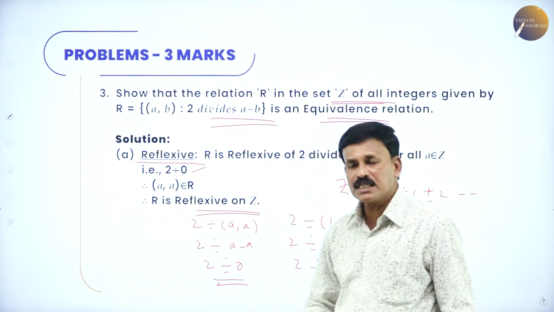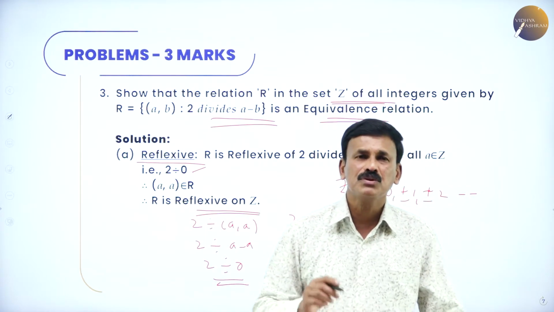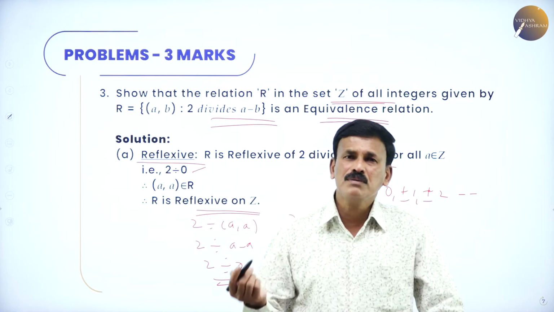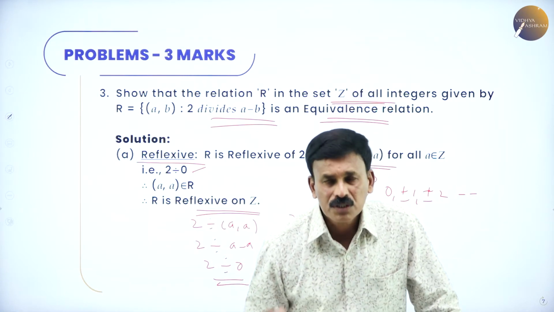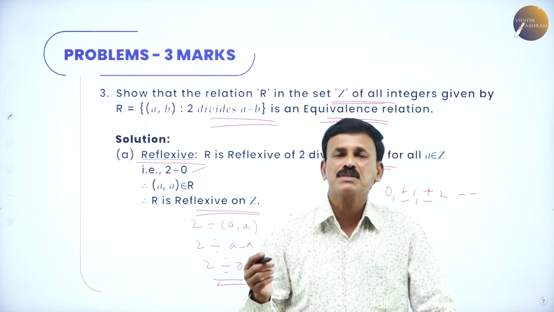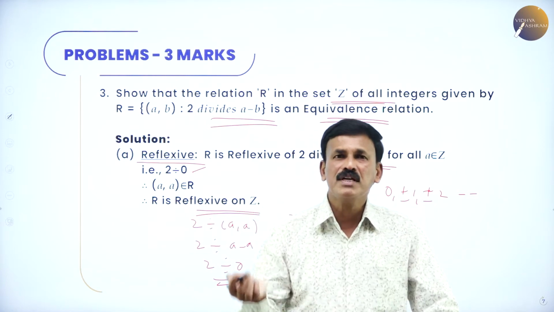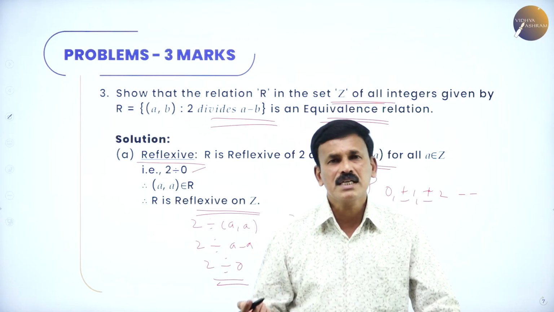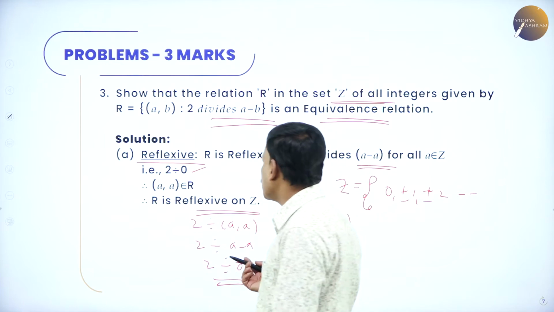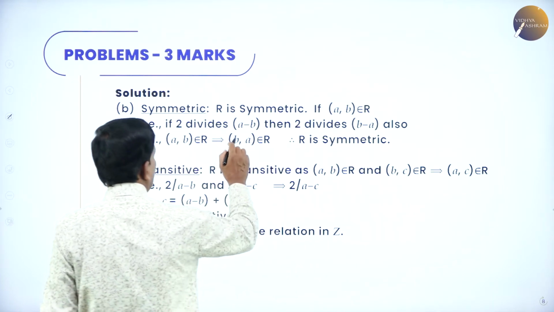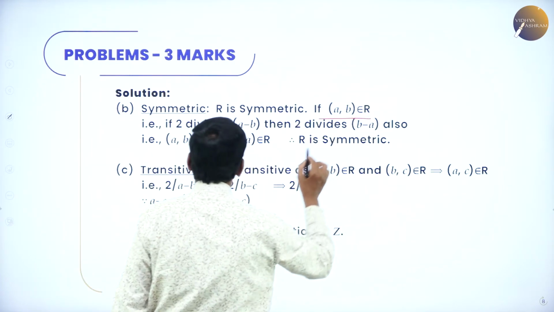Let us come to the second, symmetric. What is symmetric? (a, b) belongs to R implies (b, a) belongs to R. Very simple. If 2 divides a minus b, definitely 2 also divides b minus a. That is symmetric. So R is symmetric if (a, b) belongs to R.